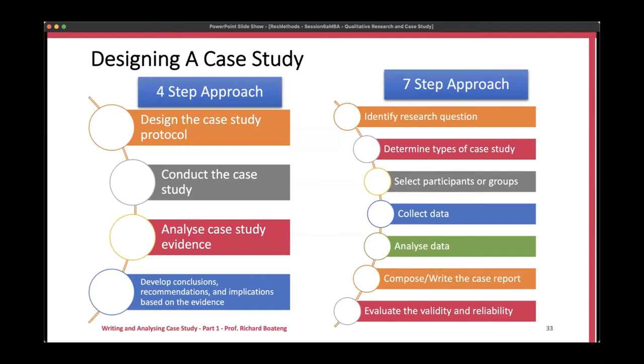Now, how do we design a case study? In designing a case study, we have different approaches, depending on the literature you are reading. Some literature tends to go for a four-step approach.